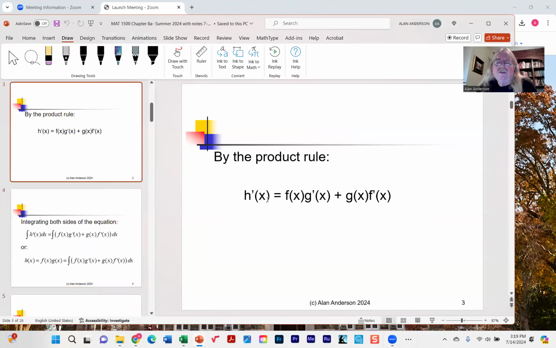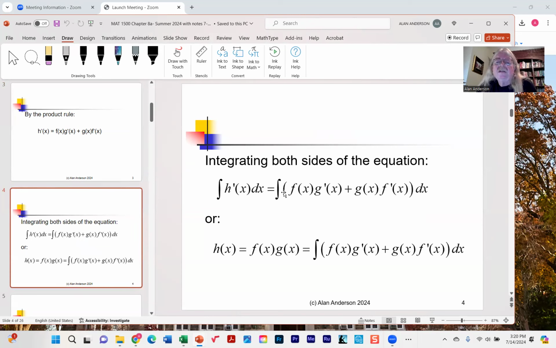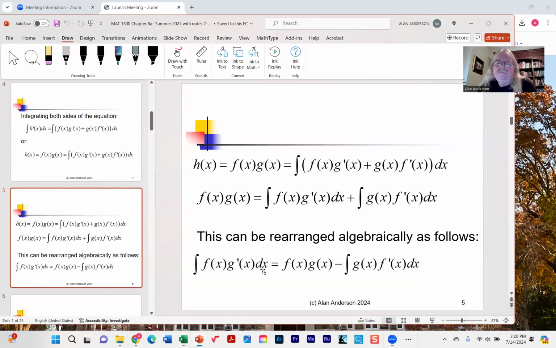So the first thing we're going to do is actually take the integral of both sides, which we certainly are allowed to do. So we have the integral of h prime of x dx equals, and on the right-hand side, inside the integral sign, we have the product rule dx, and then we can rearrange it algebraically, and we end up with h of x equals f of x times g of x, which we already assumed, and that is going to give us the integral of f of x g prime of x plus g of x f prime of x dx. Now, we've got all this algebra going on here. Right here, this is what we're looking for.